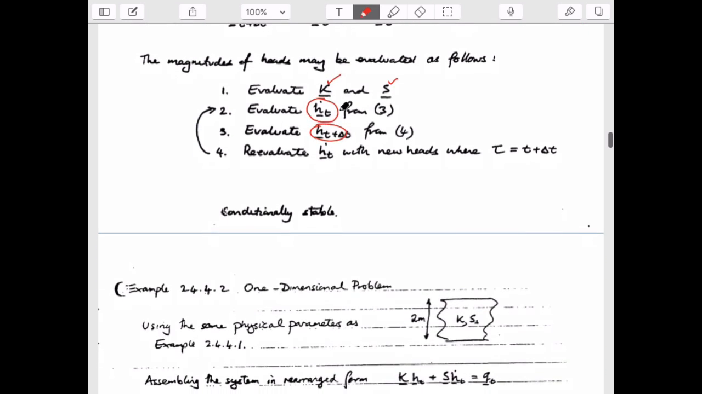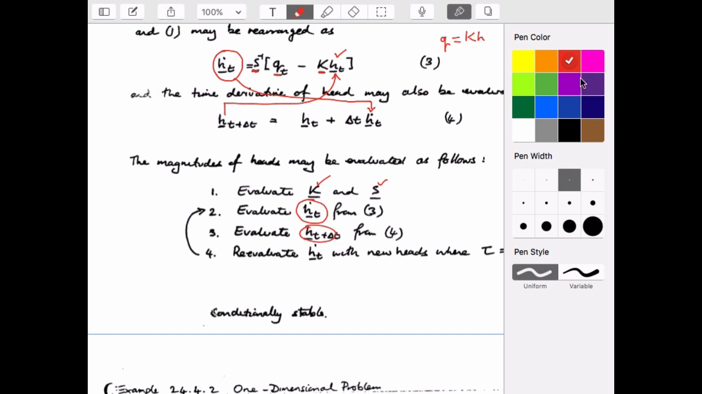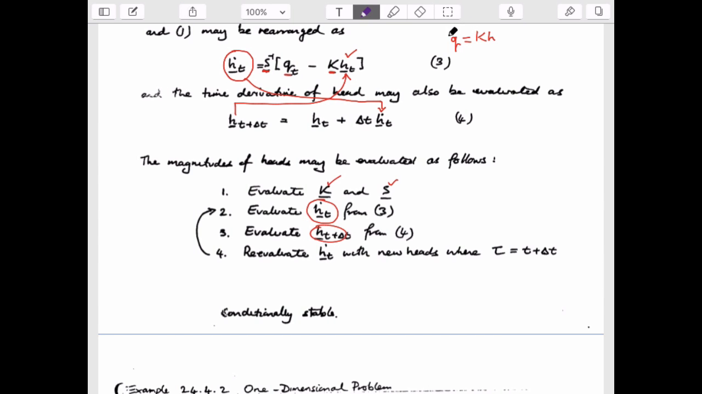You'll notice also that we never have to invert the conductance matrix. So you know that when we solve Q equals KH, we kind of do that by doing this. It's not quite going to fit.